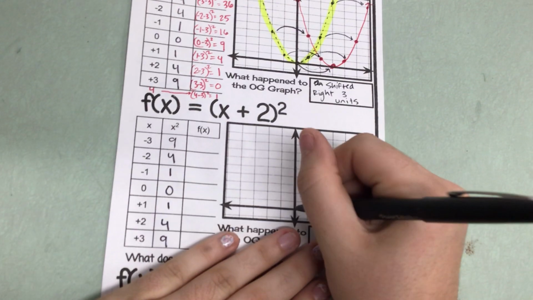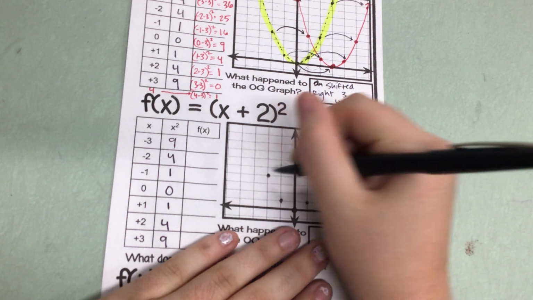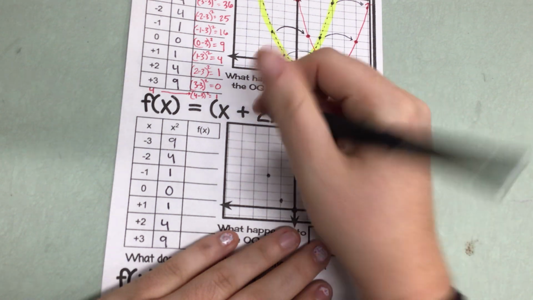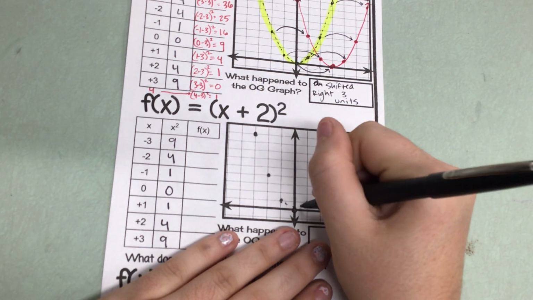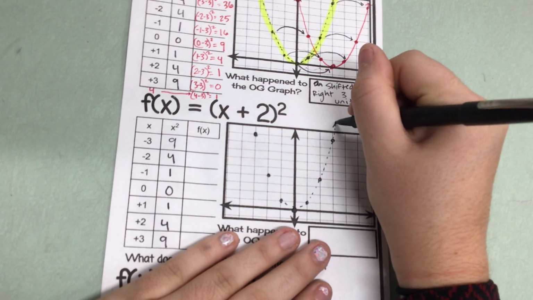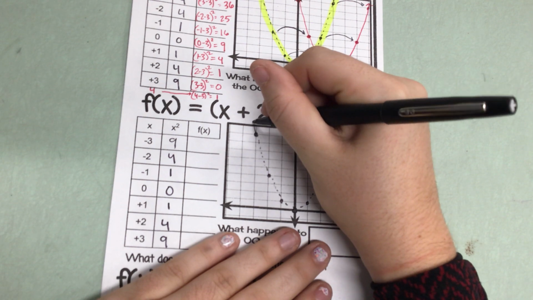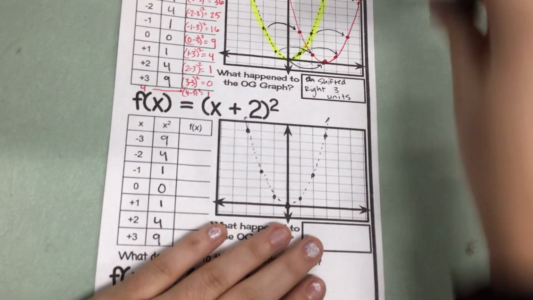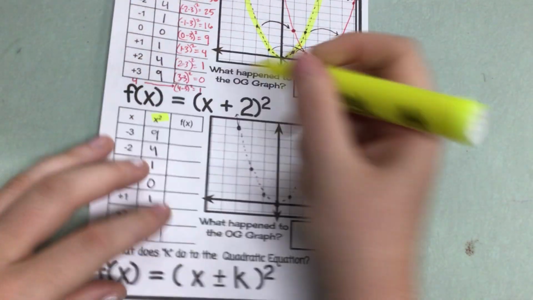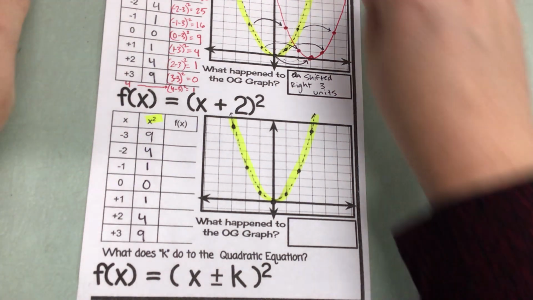Let's plot our OG function. 4, 5, 6, 7, 8, 9. If I'm going too quick, just pause the video and catch up with me. Or rewind it and rewatch what I was saying. All right. There is our original function.